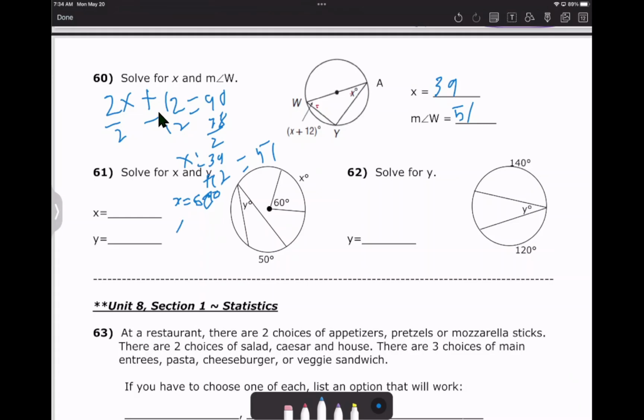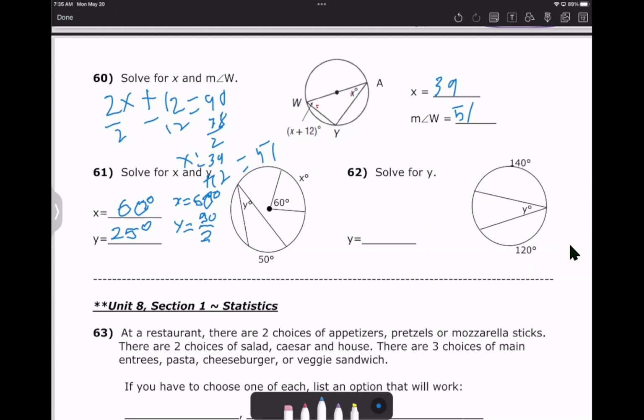All right. Now x is fairly simple because it has a central angle, so the central angle is equal to the intercepted arc. So x is 60. Y, however, is an inscribed angle, so it is equal to half its intercepted arc. So y is 25. That is it.